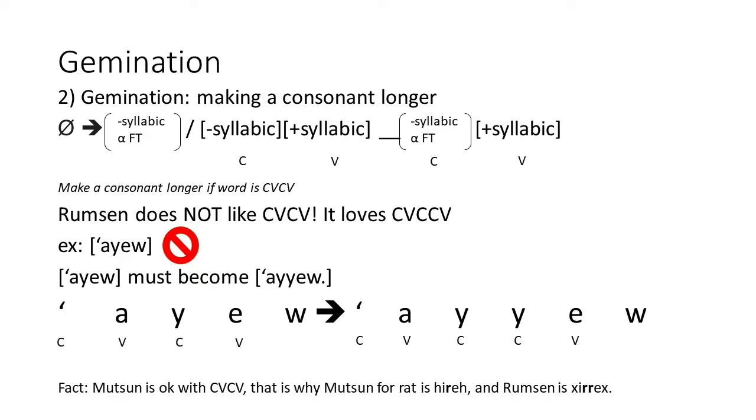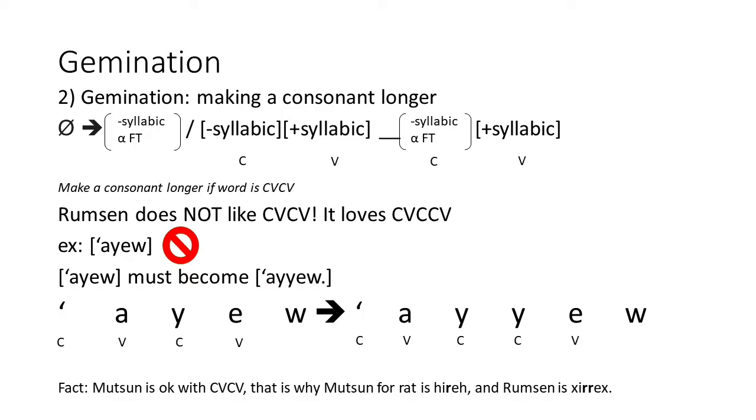So the apostrophe AYEW, CV-CV. So Rumsen again does not like this kind of structure. So you make that middle C, the second C, double. So now when we double that Y, it's compatible. CV-CCV, apostrophe AYYEW. Now this form is compatible. So that is the second thing that has to take place.